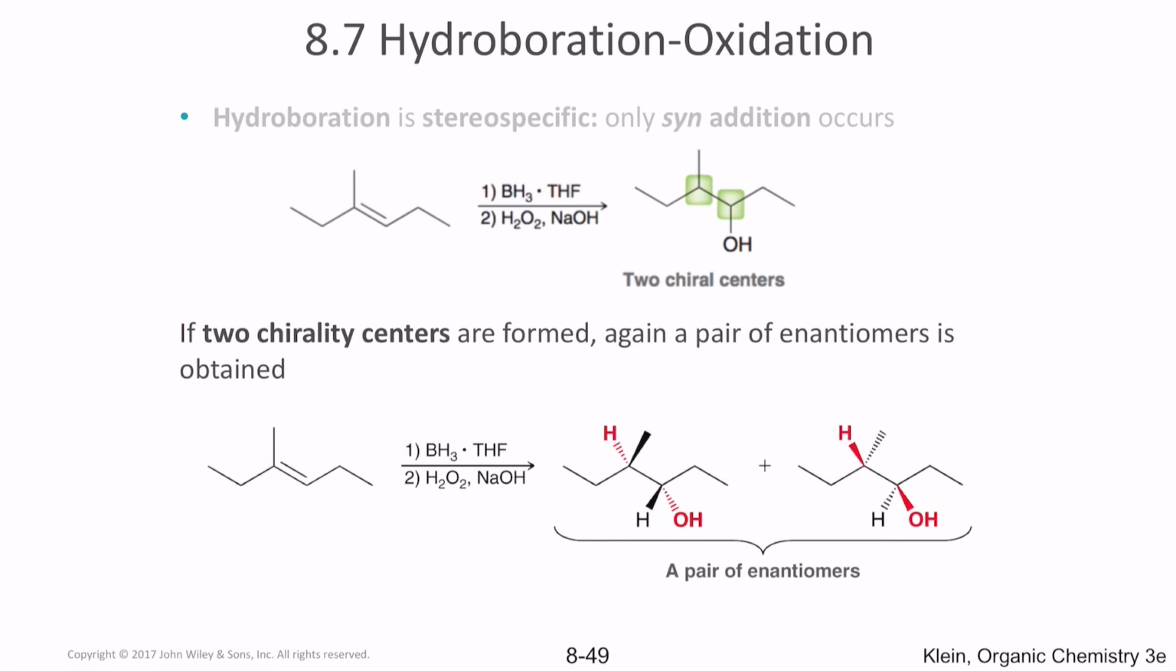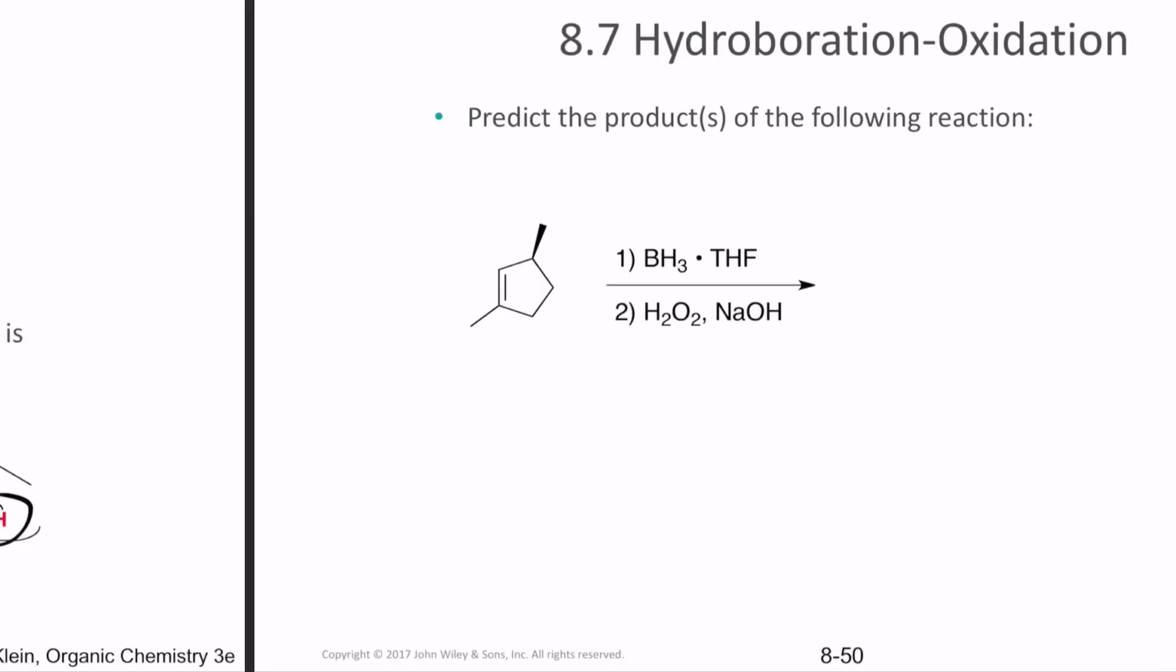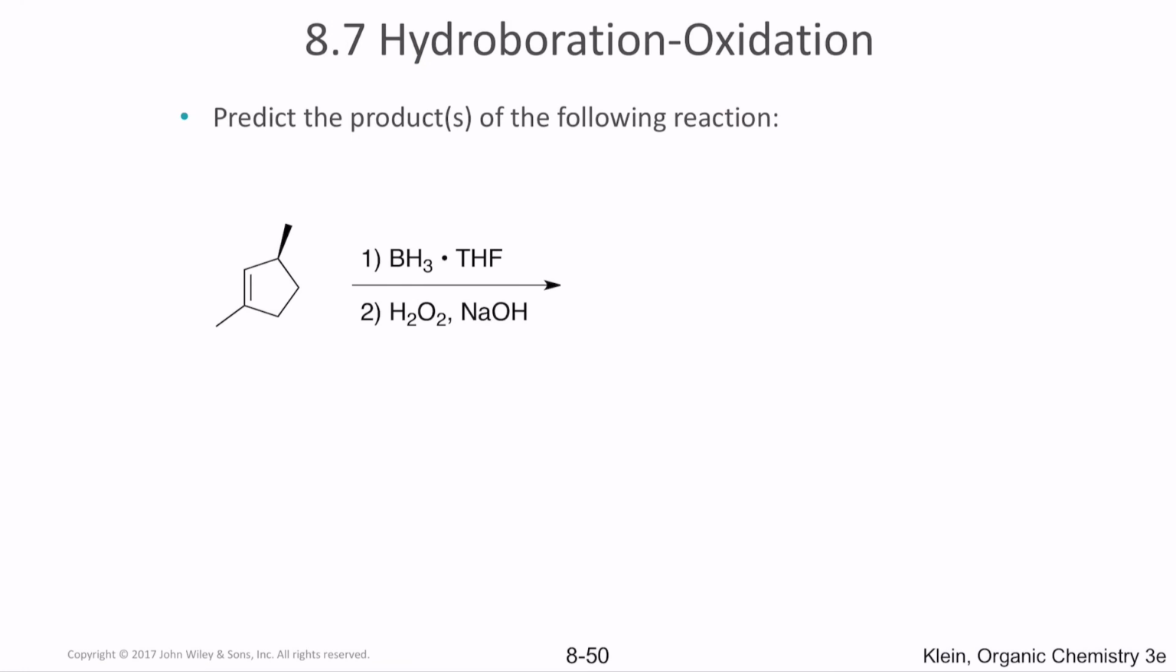So here you have two chiral centers. It can create two chiral centers here because it is a syn addition, and you get a pair of enantiomers where hydrogen and OH are on the bottom and hydrogen and OH are on the top. So you have two different isomers, enantiomers, that you end up with. So pause the video right here and try to solve this problem.